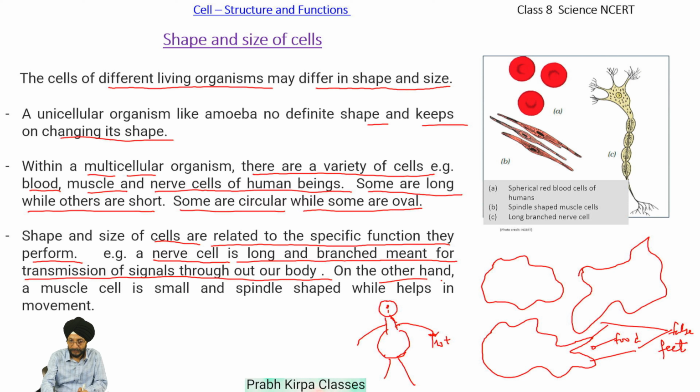On the other hand, a muscle cell is small and spindle shaped, which helps in movement. You can see here that red blood cells are of spherical shape. These are nerve cells which are long and branched. These are spindle shaped muscle cells.